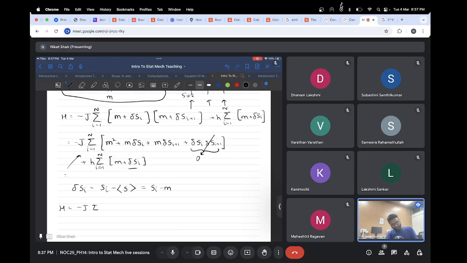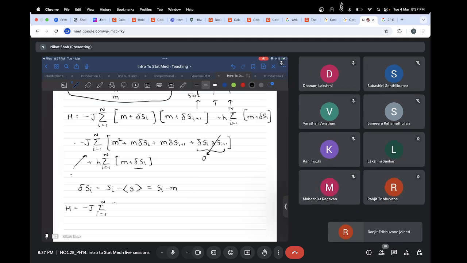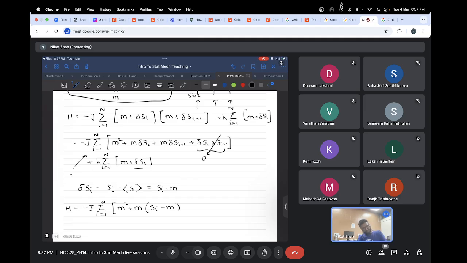Minus J sum over i equals 1 to N, M square plus M into delta Si, which is Si minus M, plus M into delta Si plus 1, which is Si plus 1 minus M, plus h sum over i equals 1 to N, M plus delta Si.